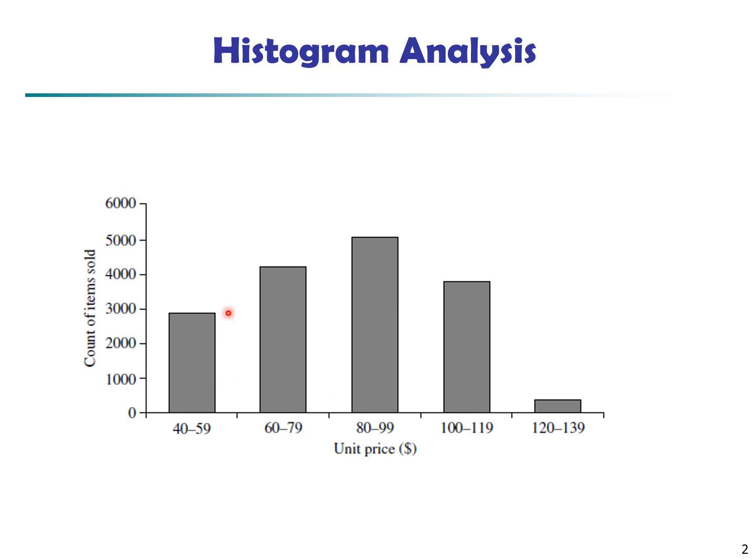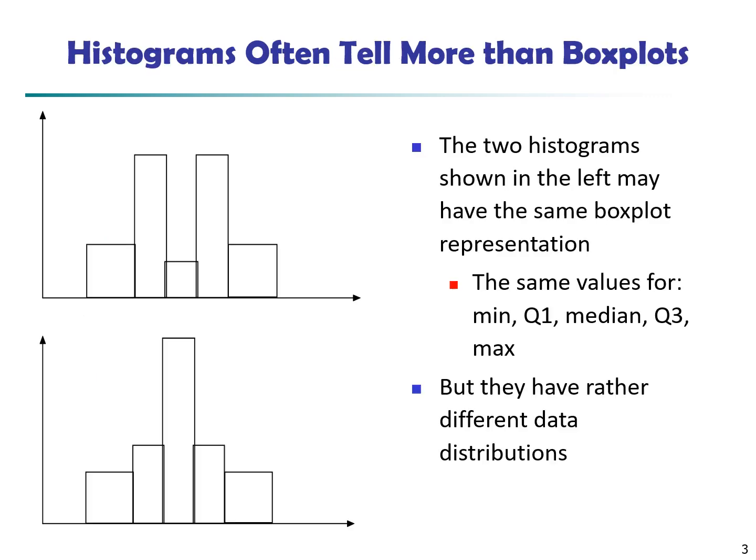Now the choice of bins depends on you, the researcher, and it's worth saying that the shape of the histogram will depend on the number of bins that you choose. In this case, we have 5 bins, so we'll have this distribution. If we increase or decrease the number of bins, we may have a different shape of a histogram. Generally speaking, histograms tell us a lot more than box plots.